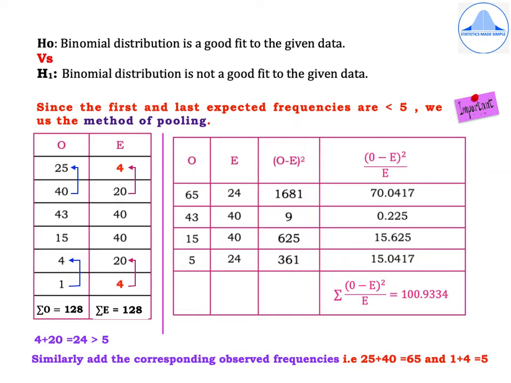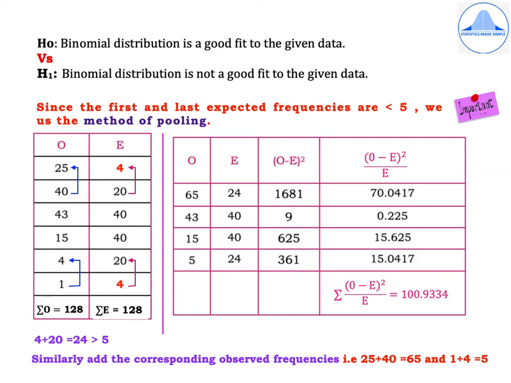Otherwise what will happen is the number of observed frequencies and the number of expected frequencies will not match in the two columns. So let me write the statement that since the first and the last expected frequencies are less than 5, we use the method of pooling. So this statement is important to write. Now look at the second column which has the expected frequency. So 4, it is less than 5. So this 4, it has to be added to the value which is succeeding it, that is 20.